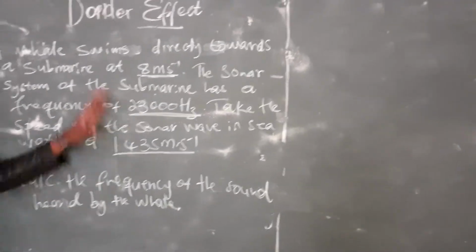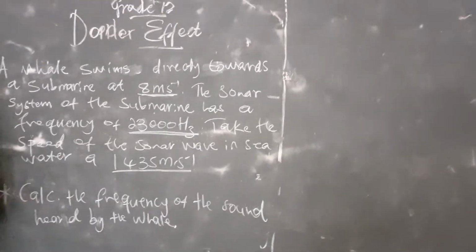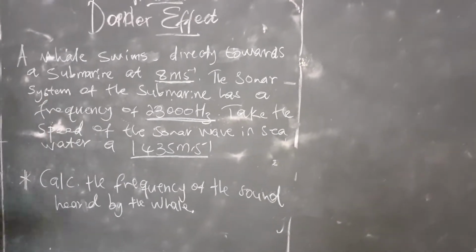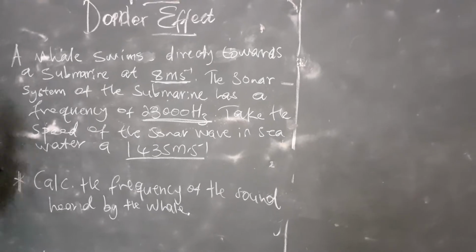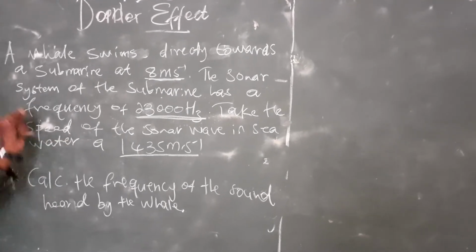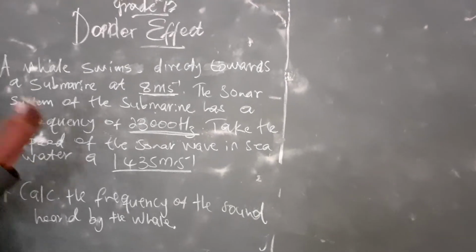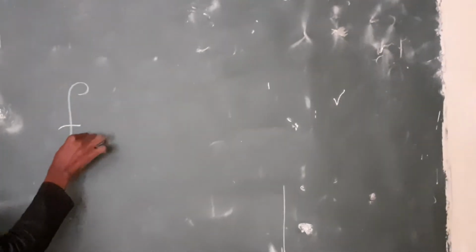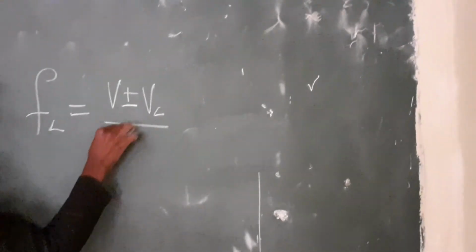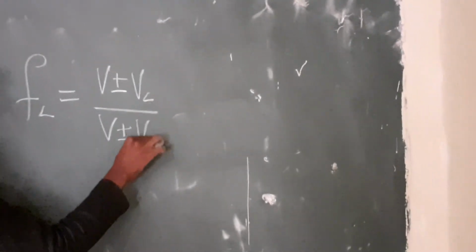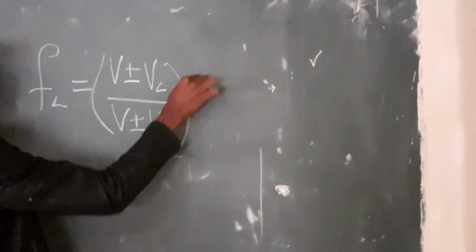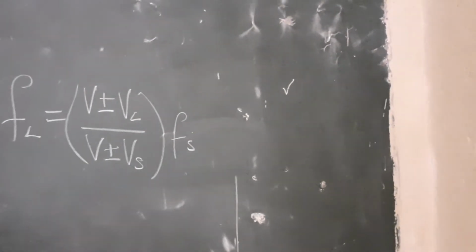But looking at the statement, the submarine is not moving because we are not told that it is moving. So if it's not moving, then the velocity of the source is 0. Now let's look at how we can calculate such a question. We have the frequency of the listener equal to the velocity plus or minus the velocity of the listener, over the velocity plus or minus the velocity of the source, all multiplied by the frequency of the source.